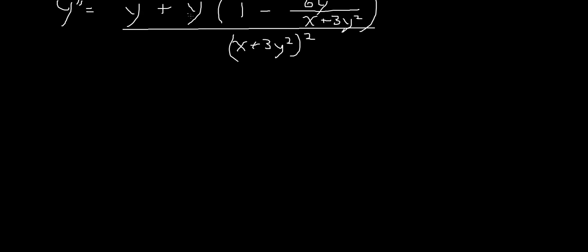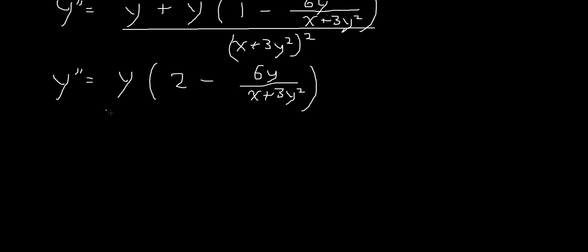What you can do now is factor out a y if you want. It might make things a bit easier. Y double prime equals, if you factor out a y, you're left with 1 plus 1, which is 2, minus 6y, all over x plus 3y squared, all squared. You don't have to do this step if you don't want.